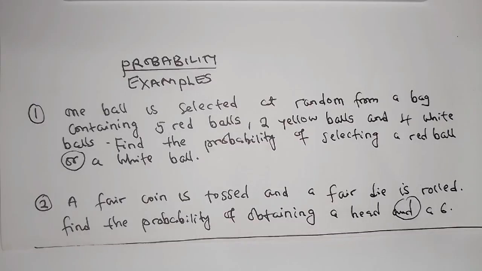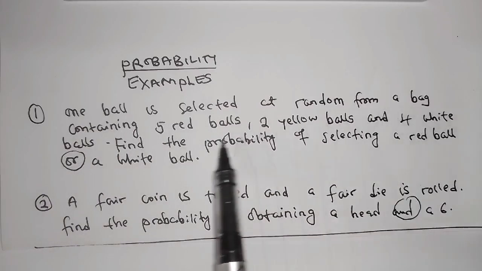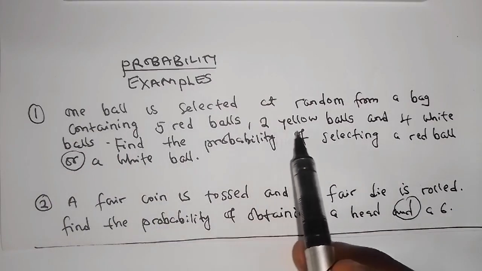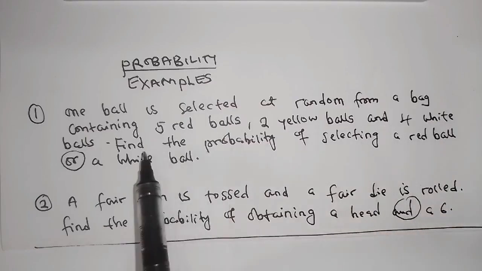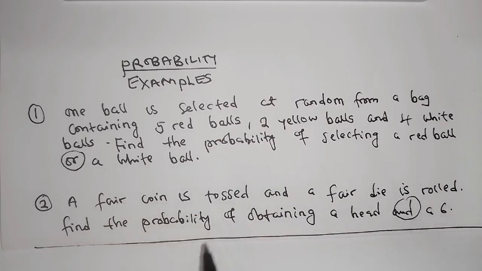Okay, so we are trying to look at the example on a mutually exclusive event and also independent event. The first one says one ball is selected at random from a bag containing 5 red balls, 2 yellow balls and 4 white balls. Find the probability of selecting a red ball or a white ball. The second: a fair coin is tossed and a fair die is rolled. Find the probability of obtaining a head and a 6.